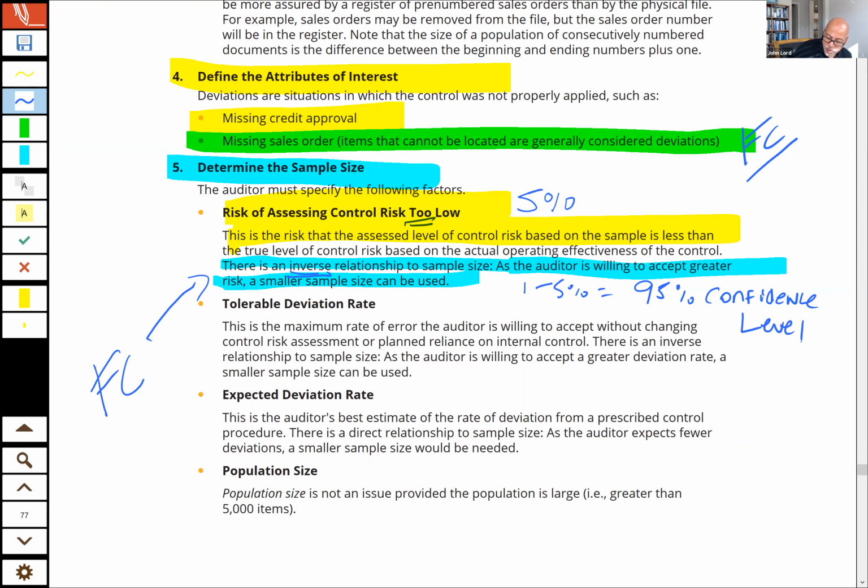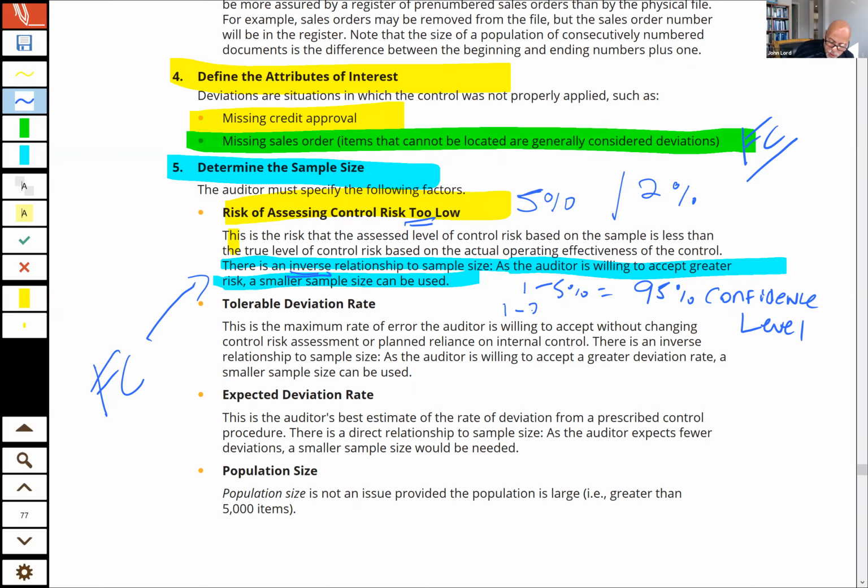Now, what happens if we wanted to get that risk of assessing control risk even lower? What do you think a good percentage would be for the risk of assessing control risk too low? We want to get this risk lower. What would be a lower number here? 98%? Huh? 98%. So you're saying you are going to get your risk, that doesn't look right, that's 2%. Those are percentages. Okay. So now you're saying that you only want a 2% risk of assessing control risk too low, right? Is that what you're saying, Timmy?